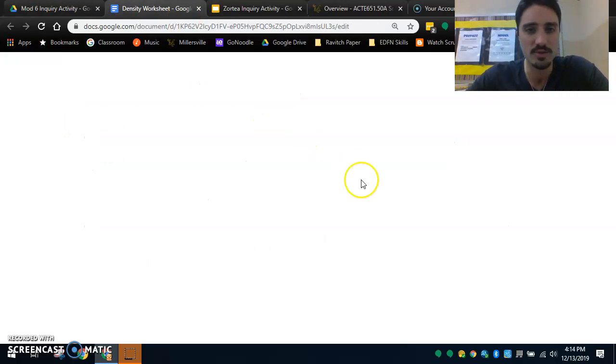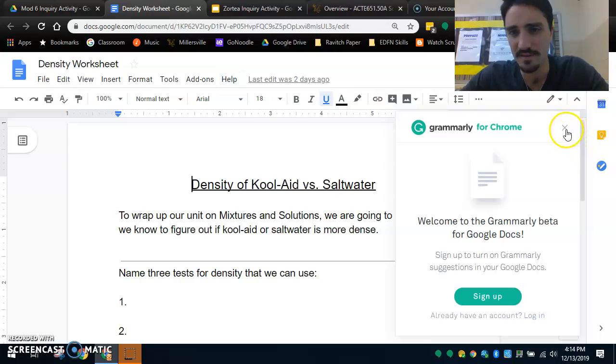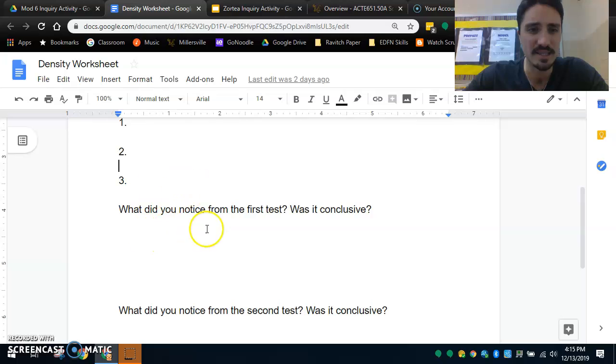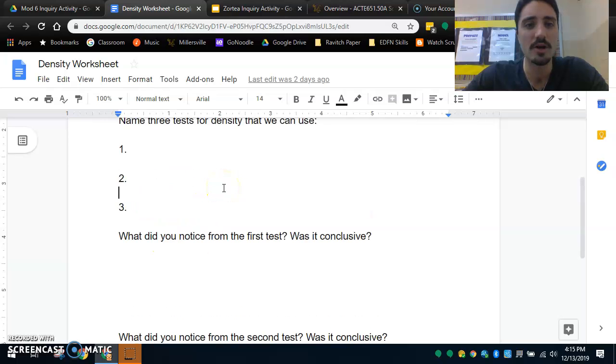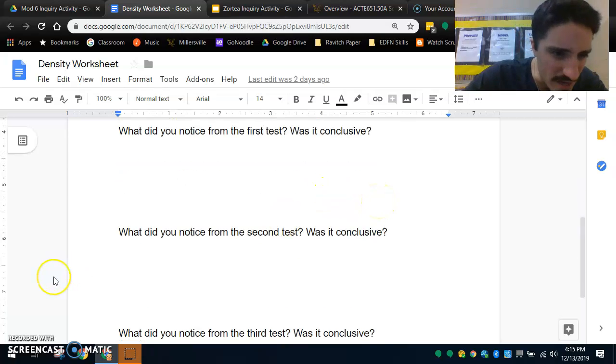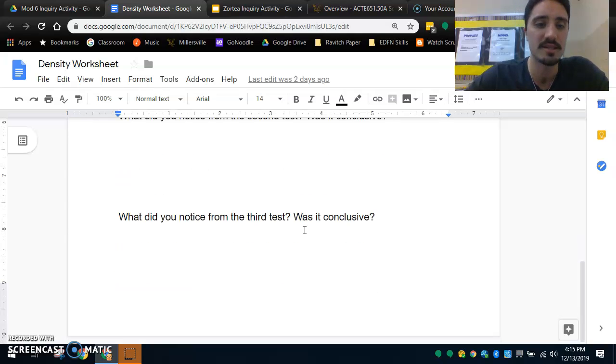And really quick, for my actual density worksheet that was included with the activity, the students had to come up with what 3 tests they were going to use. Sorry, my internet's really slow. Underneath that, they would say what their test was and whether it was conclusive or not. That was something we added. We talked about conclusive tests: did it prove what we thought it proved? So they would finish this, and then we talked about it.